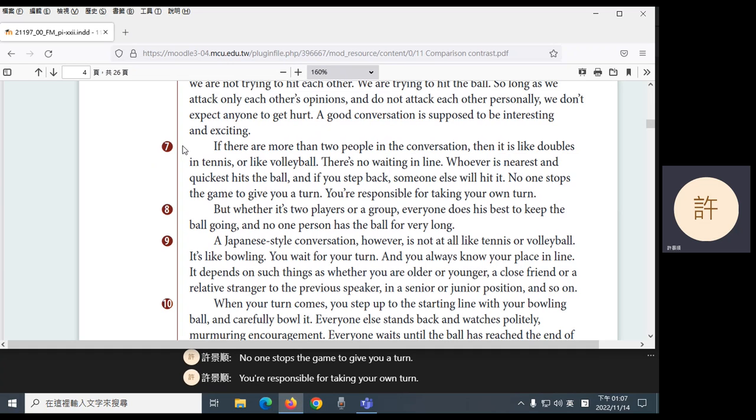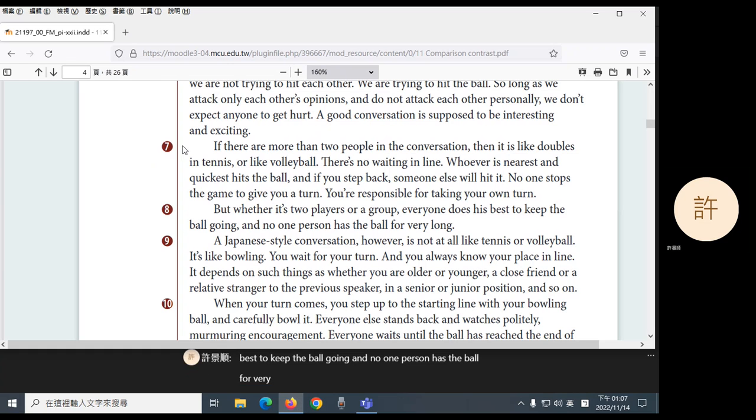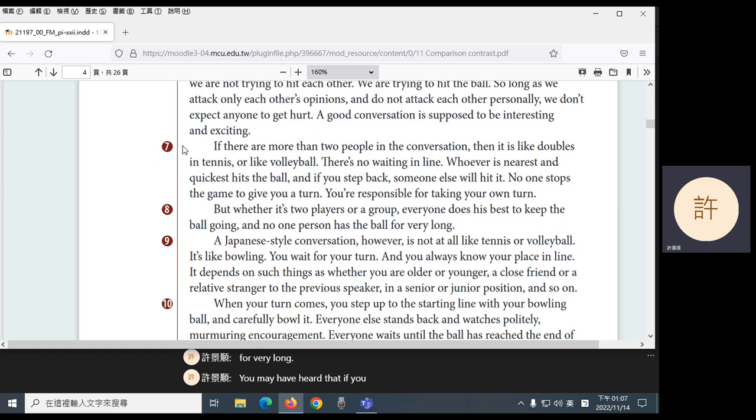But whether it's two players or a group, everyone does his best to keep the ball going and no one person has the ball for very long. You may have heard that if you go to school in the United States, you have to fight for the chance to talk in class. And this is a good description of that process. Nobody will hold the ball for you. Nobody will wait for you. You have to go grab the ball.